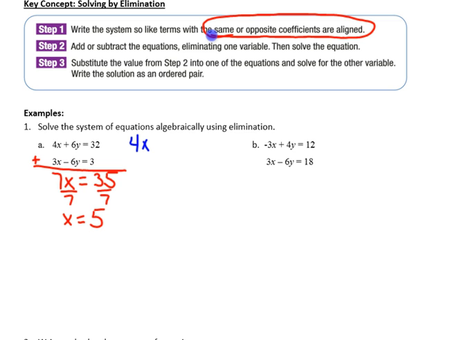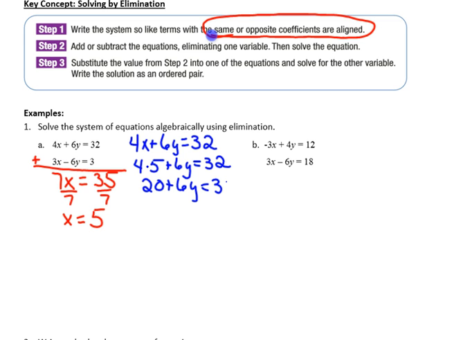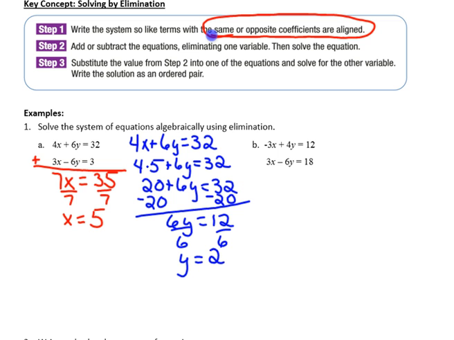I'm going to copy it over, similar to a check, except we don't have two numbers to put in, we only have one. I know x is 5, so I'm going to take x out and put 5 in. So that means 4 times 5 is 20. Now I'm left with another equation to solve, this time to figure out what y is. I know how to solve this. To get y by itself, I have to cancel my constant first. So 6y equals 12. Divide both sides by 6, so y is 2.